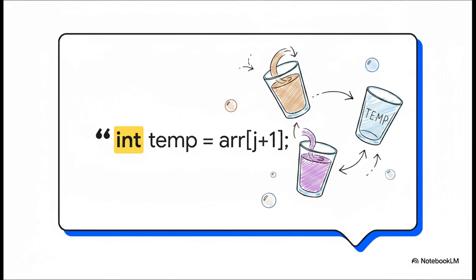It's kind of like having a glass of milk and a glass of juice, and you want to swap the glasses. You can't just pour the milk into the juice glass without making a huge mess, right? You absolutely need a third, temporary glass. And that is exactly what this temp integer does for us.